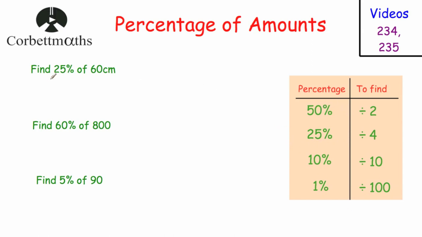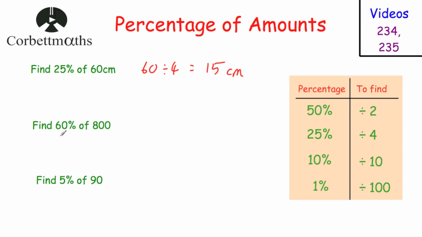So our first question says, work out 25% of 60. So to find 25% of something, you divide by 4. So we're going to take our 60 and divide it by 4. You could divide by 4 using short division, or you could divide it by 2 and divide it by 2, or half it and half it again. So 60 halved is 30, and halved again is 15. So the answer would be 15 centimetres.